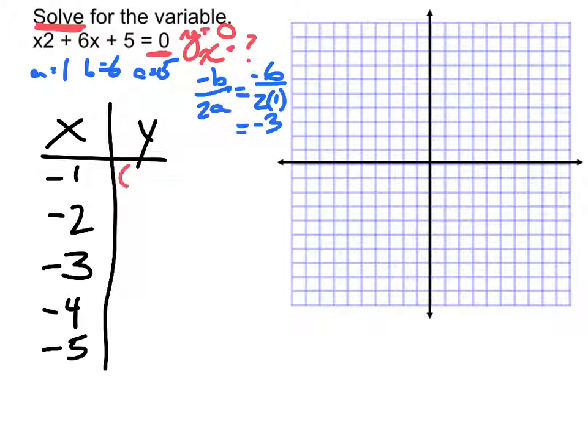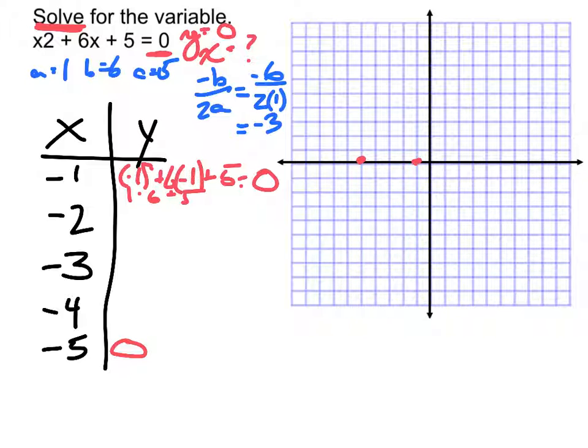We'll do negative 1 first. So I have negative 1 squared plus 6 times negative 1 plus 5. Well, 1 squared is 1, plus 6 times negative 1, which is minus 6, plus 5. So 1 minus 6 is negative 5, plus 5 gets me 0. We should know by now that if negative 1 gets a result of 0, negative 5 should also get a result of 0. So we're at (-1, 0) and (-5, 0).